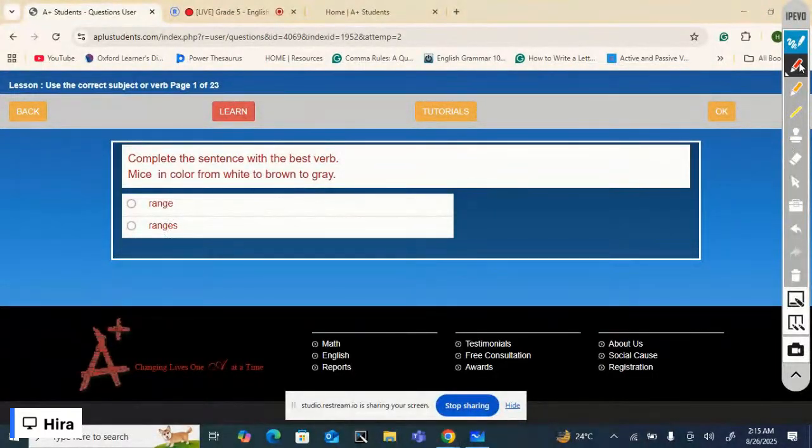Now decide what is the subject. What range or ranges in color from white to brown to gray? What is the subject of the sentence? Subject is mice. Now, who will tell me? Is it a singular subject or plural subject? Who will tell me? I need your response.